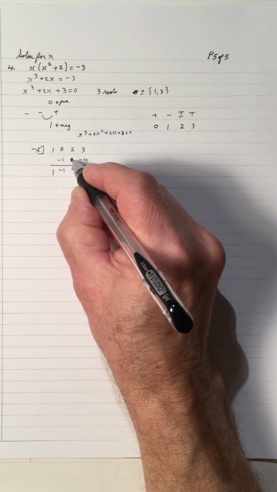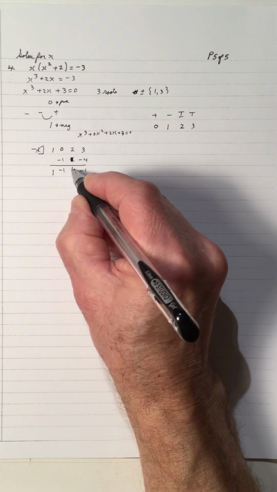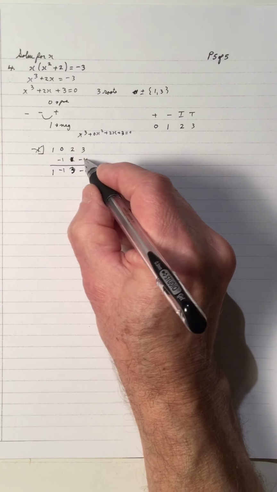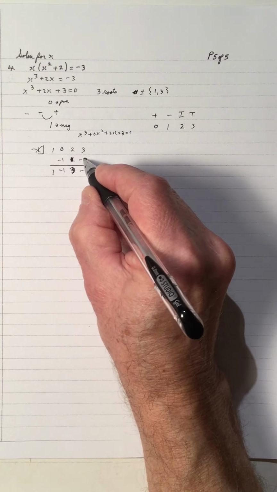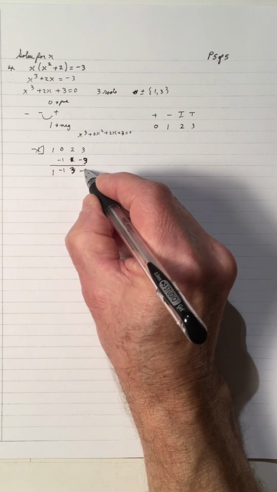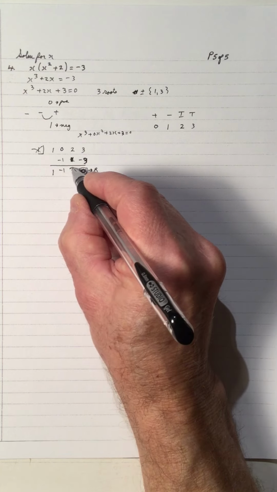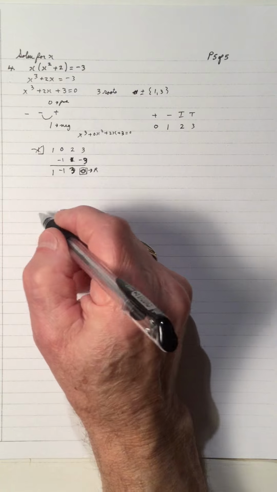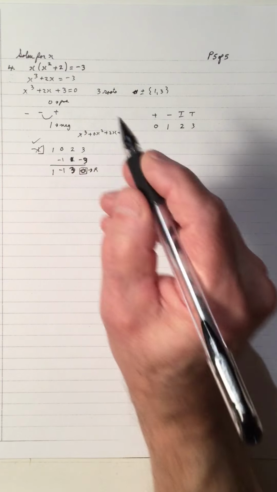Now, see those little errors I make. Now I get a negative 3, and I get a 0. So I always have to be conscious of making some errors. Now if negative 1 didn't work, then I would have to check. So negative 1 is okay.